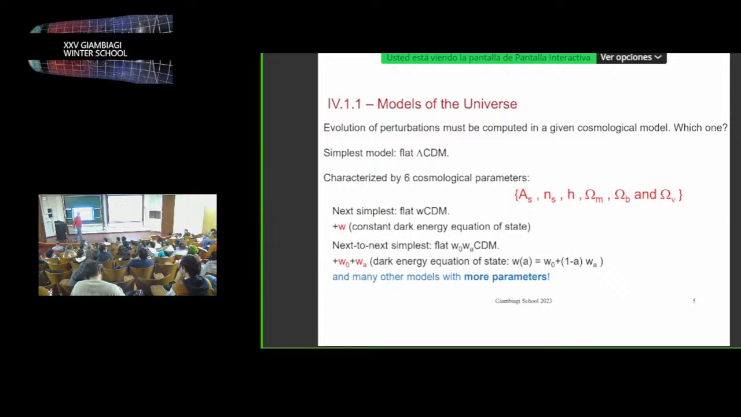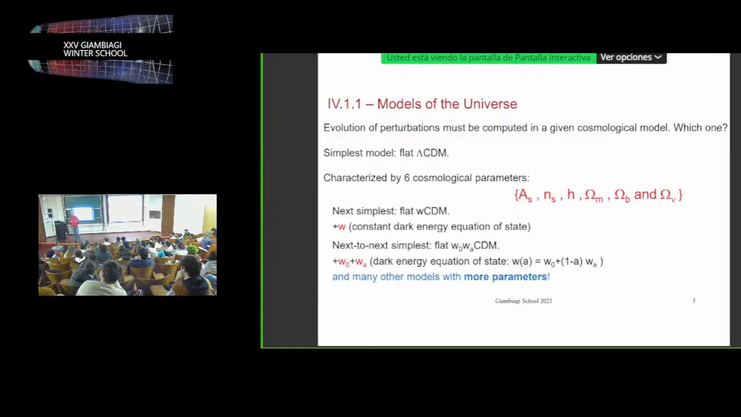Yes. You can have any model you want. Any model you want. That's why I say there are many other models with more parameters. Different models for dark matter. Mustafa is the expert. He'll tell all about it. We have not tested them in the Dark Energy Survey. I will explain why.